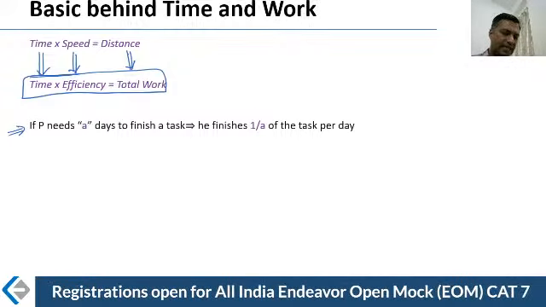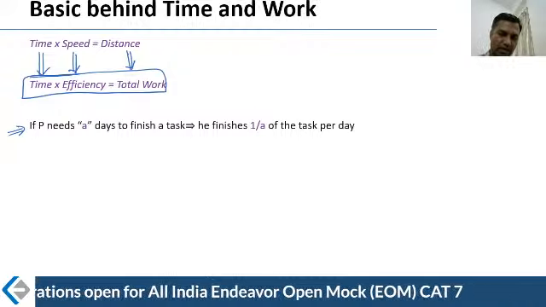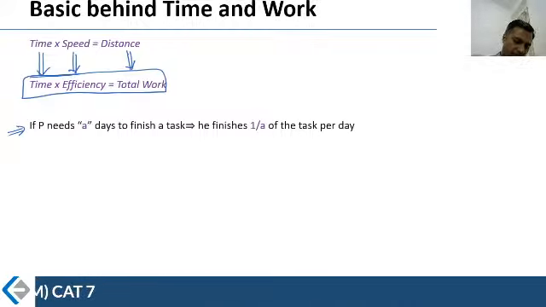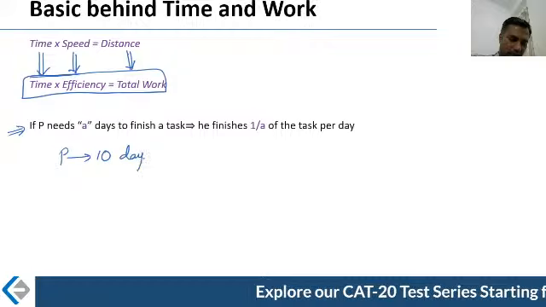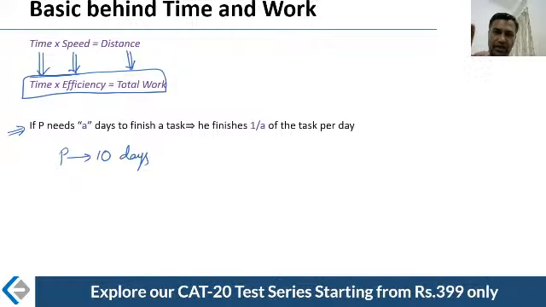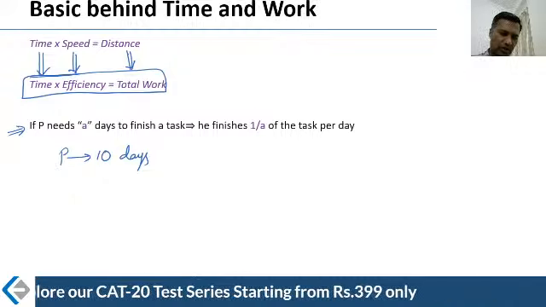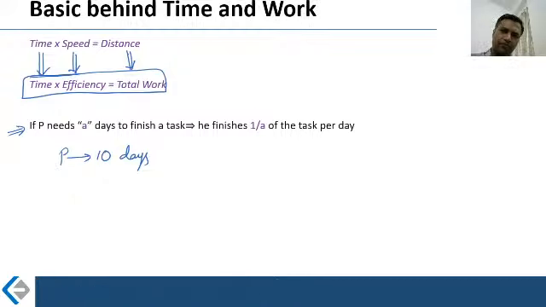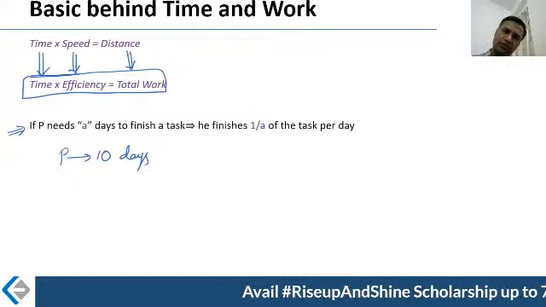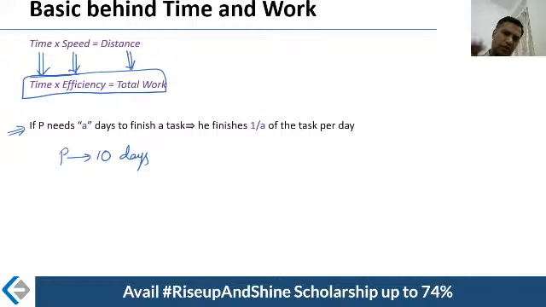If P needs A days to finish a task, then the person completes 1 by A of the task per day. For example, if P takes 10 days to complete a task, no acceleration, nothing, just to make the point clear. So how many hours is he working? Based on their office, it could be 8 hours a day, 10 hours a day, or 7 hours a day. It depends. Now, he's saying that he can complete the project in 10 days.